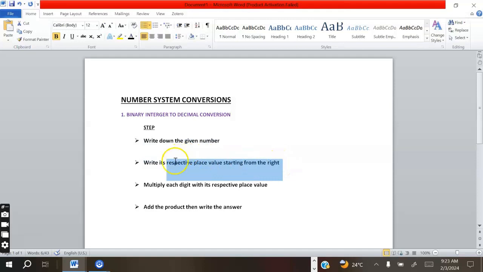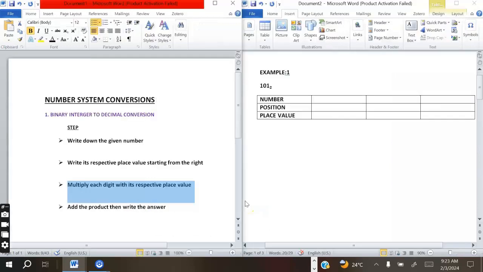Step two, you write its respective place value starting from the right. Step three, you multiply each digit with its respective place value. And lastly, you add the products, then write the answer. So let's go to our example.